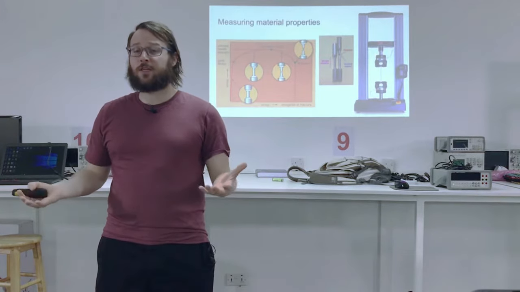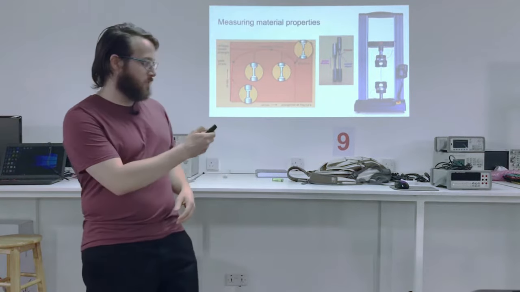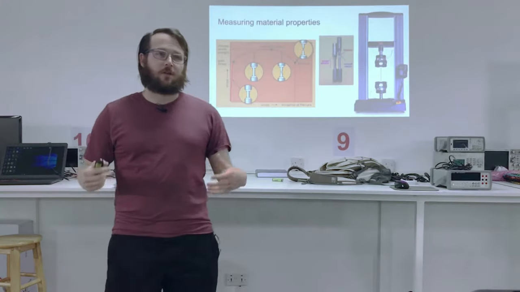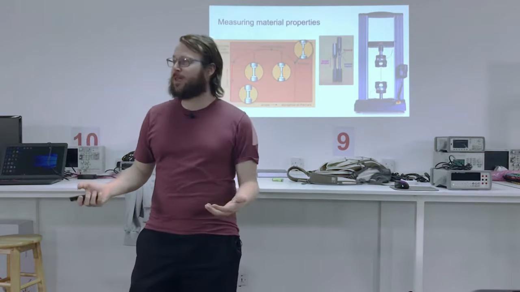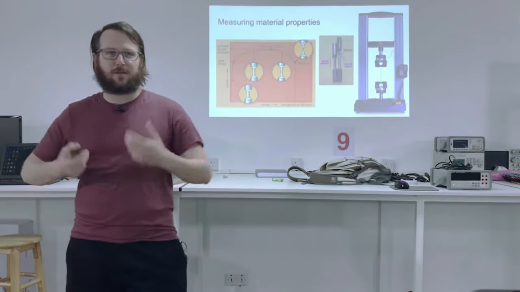In mechanical engineering, there's a way of measuring material properties. These thin pieces here are an example of when you've been talking to a metallurgist, and the metallurgist says, hey, I've got a material I think you could use. This is this great steel.